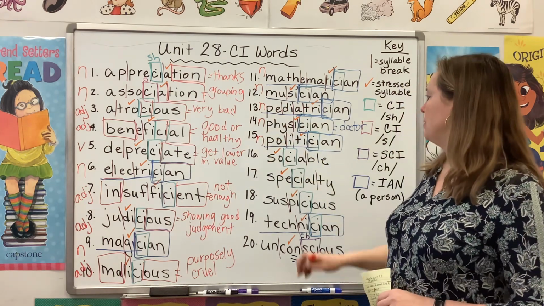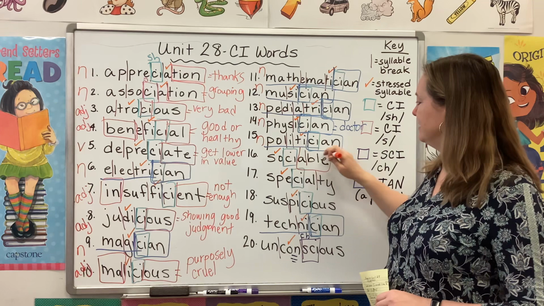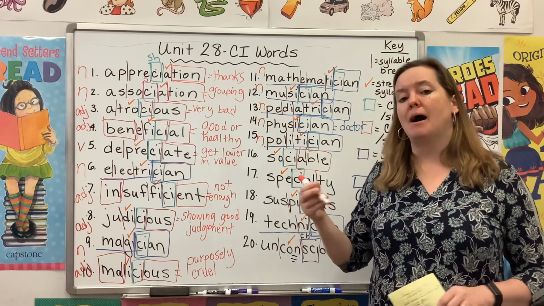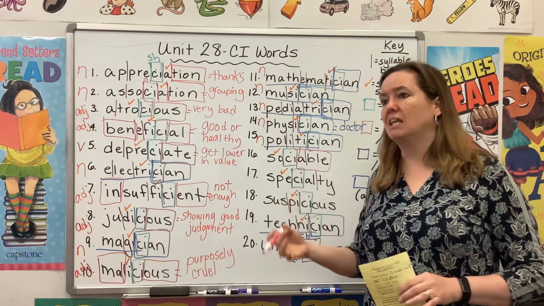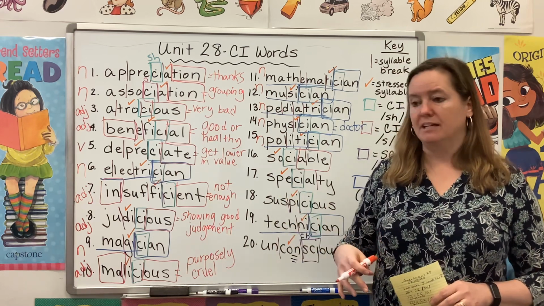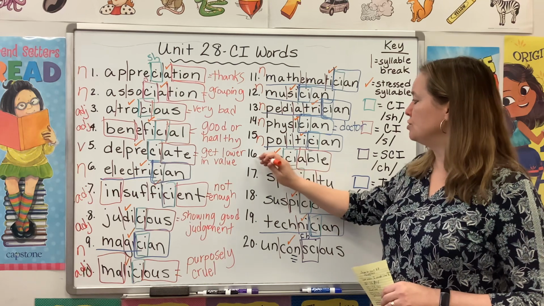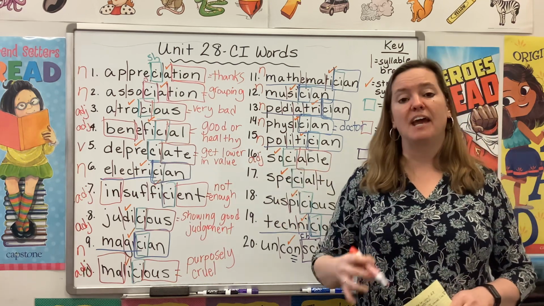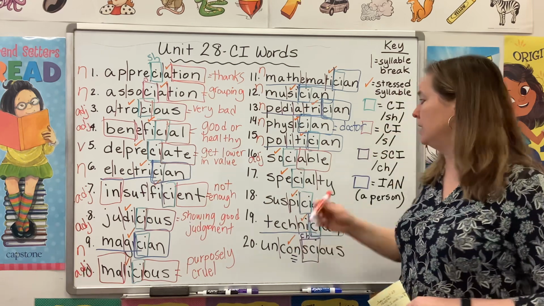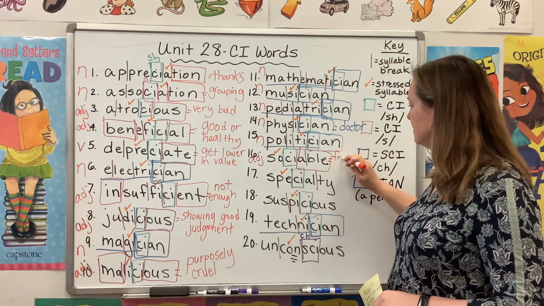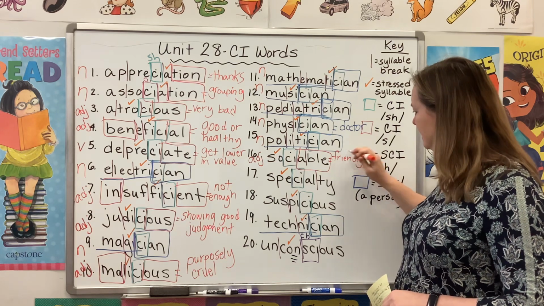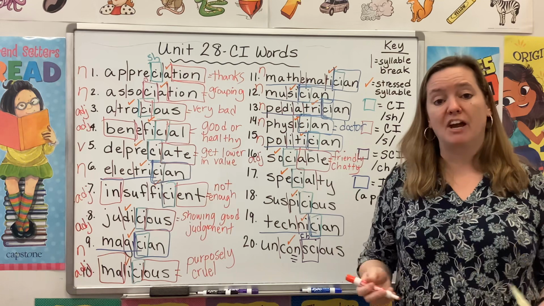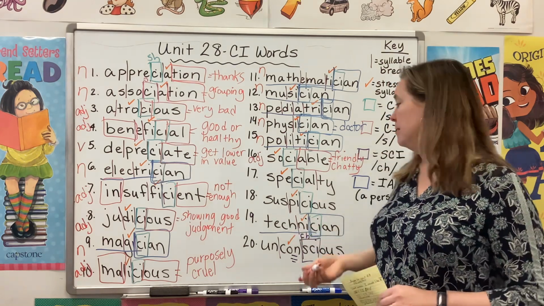Okay, sociable. Words that end with that suffix able mean that you can do something. If someone's likable, they're able to be liked, right? If someone's sociable, they're able to socialize. They can carry on a conversation with other people. They're friendly and chatty. Okay, that's a positive character trait, to be a sociable person.